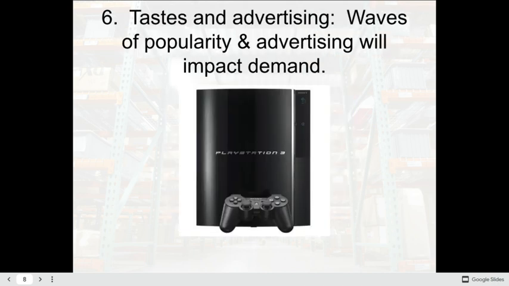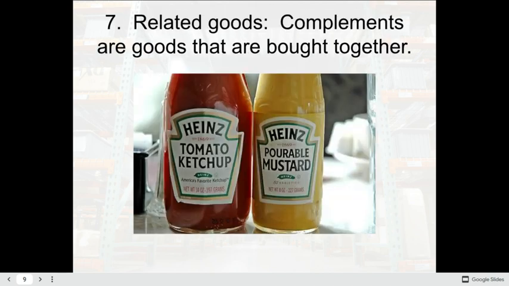And then there's also tastes and advertising. That can also increase demand. So fads, increases in popularity just amongst your peers, and also advertising, which tries to hone in on that and convince people that if they want to be in the know and part of the larger group, that they need to buy certain products so they're special for buying it. That can also impact demand.